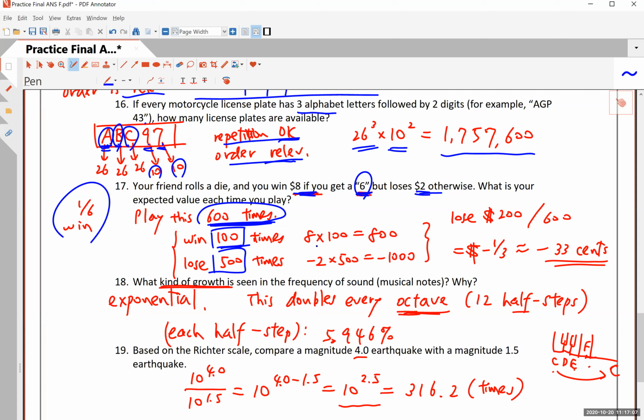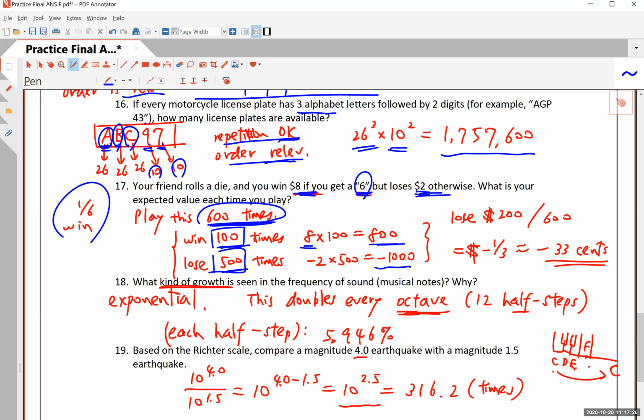Every time you win, you get $8. So after 600 games, you get $800 in winnings. But at the same time, because you lose 500 times and you lose $2 each of those 500 times, you will be losing $1,000.